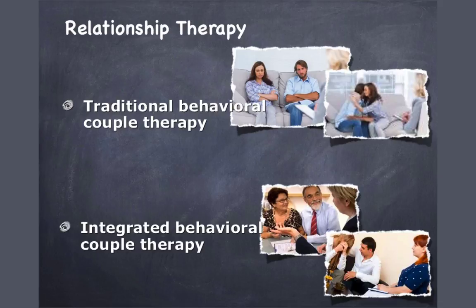Now the second type is integrated behavioral couple therapy, and the emphasis here is both behavioral change and mutual acceptance. Problems arise from changeable behaviors in individuals and the personality traits of both partners. So it helps couples learn to accept and adjust to each other's personalities rather than trying to change them.